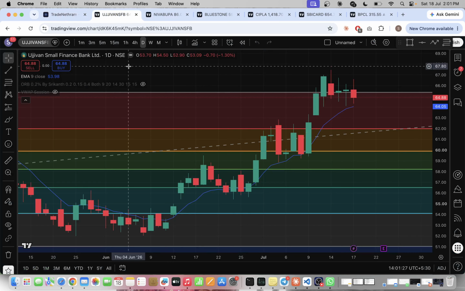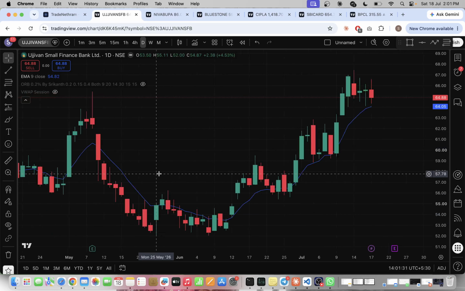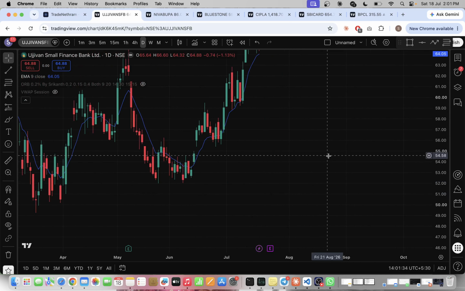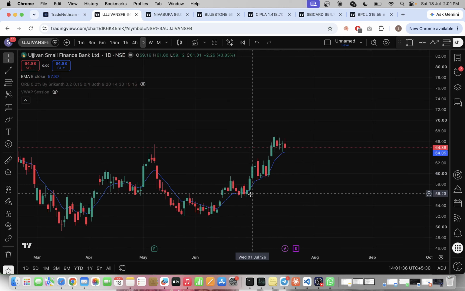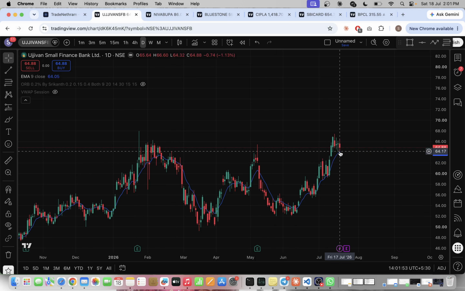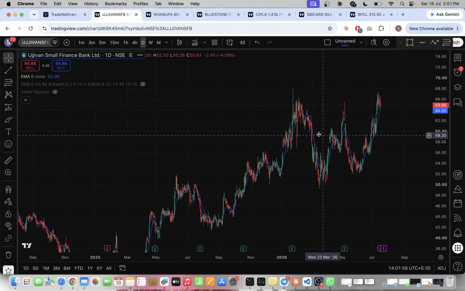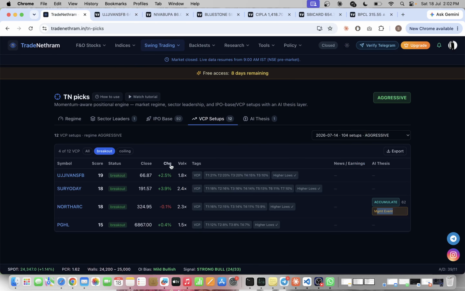If I go to Ujjivan Small Finance Bank, let me remove all this information here. So you can see each swing low is higher than the previous one, right? This high is higher, this swing low is higher than the previous one, this one is higher than the previous one, and this is also happening. And there is a big breakout structure coming in, right? The VCP is building, and if it breaks this level, obviously there will be big momentum, right? So that's how the VCP pattern happens.